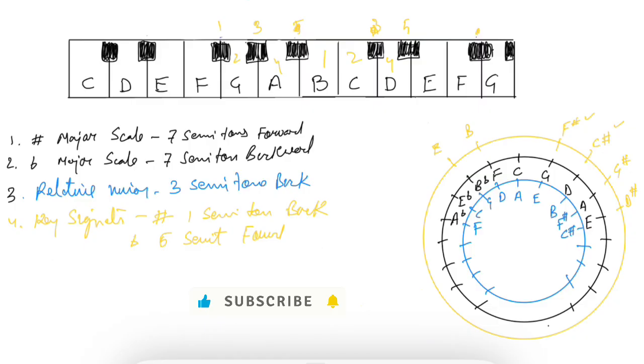Okay, I'm not writing out the flats. If you want, you can write them down. Now from E flat, if you move 5 forward, 1, 2, 3, 4, 5, you get A flat. Okay, now from A flat, if you move forward 1, 2, 3, 4, 5, you get D flat. Okay, so this is how you get your key signature.